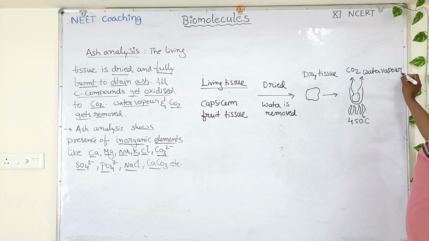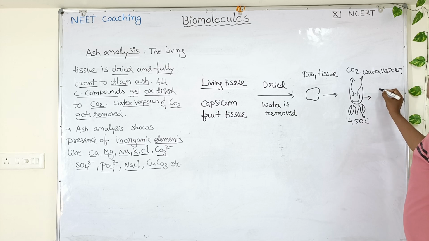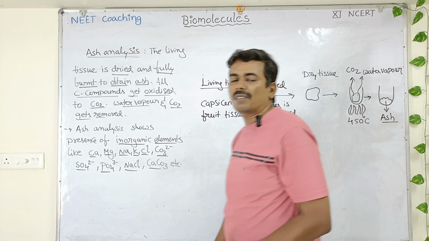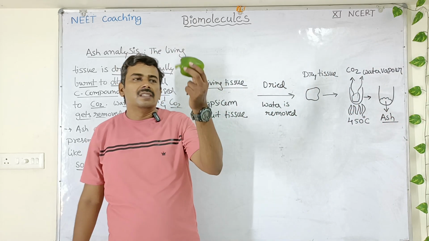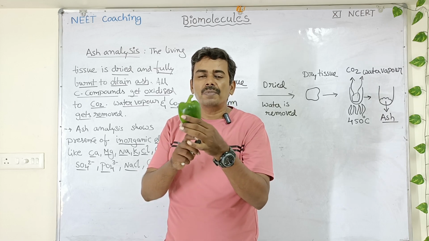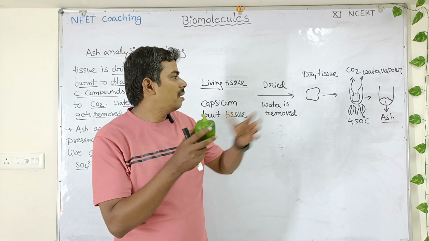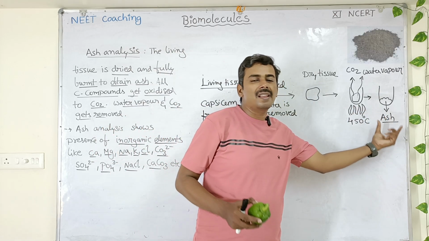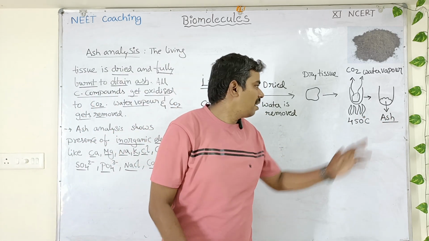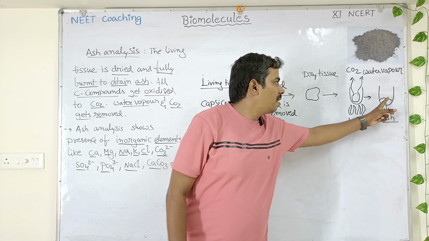And after complete oxidation, what do we get? We will get a white grayish matter that is nothing but ash. Students, after completion of this process, what we get? The living tissue which we selected, a capsicum, has now been converted into a white powdery material called ash.